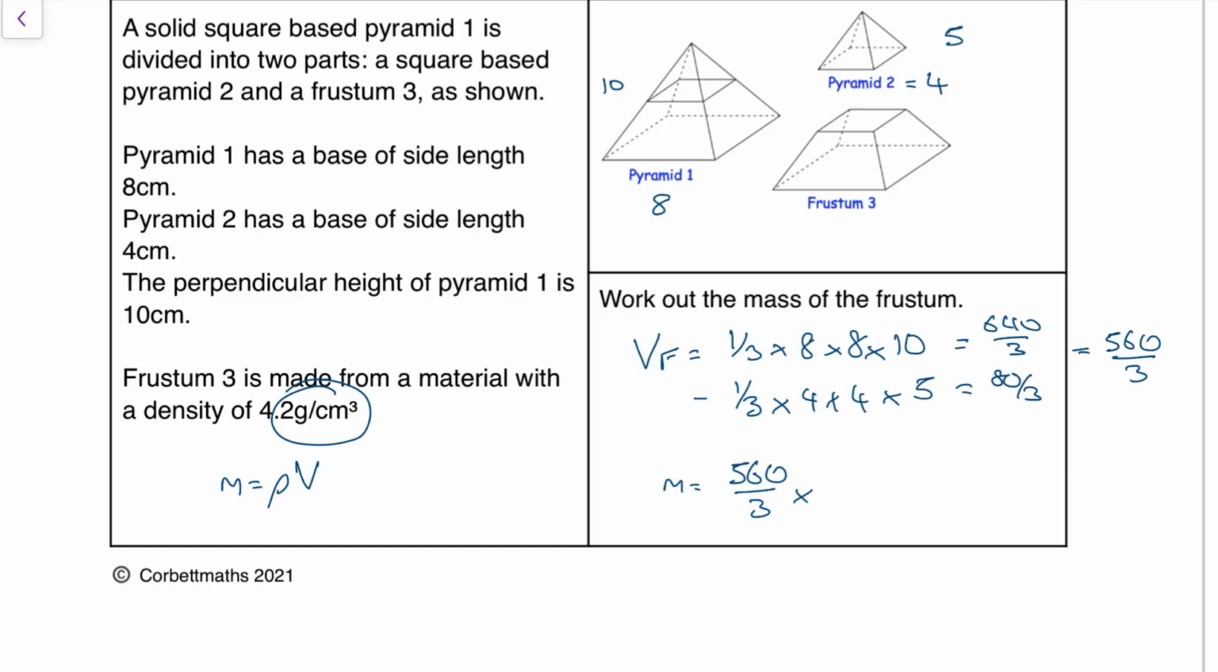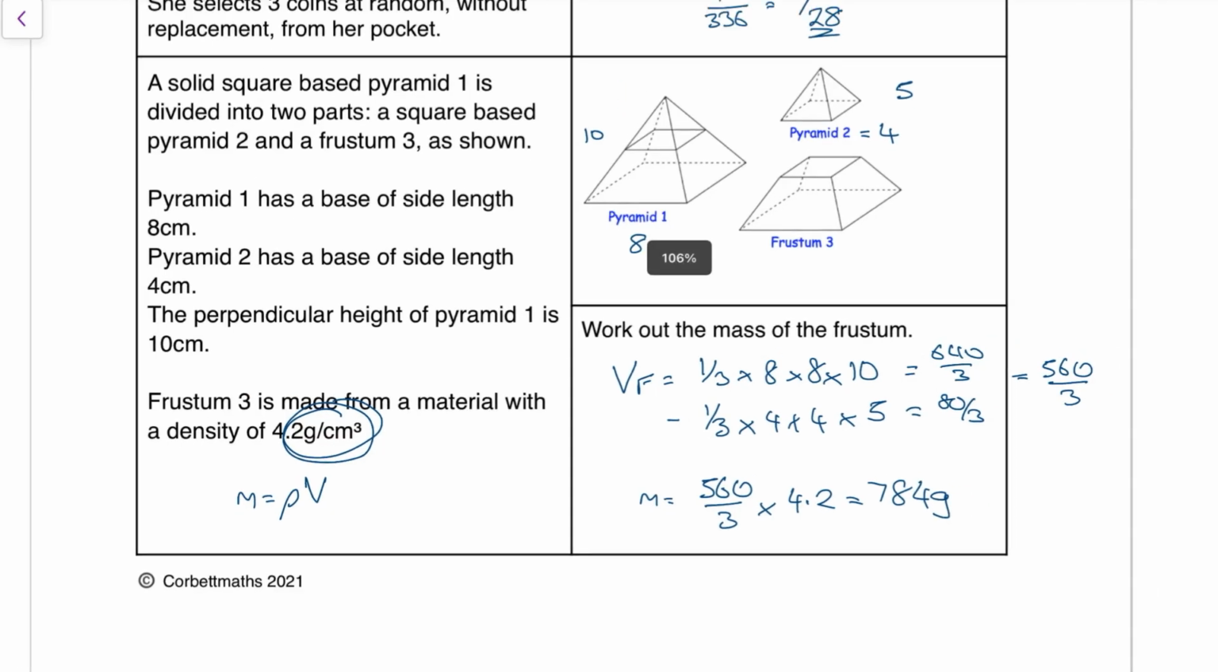Then I can work out the mass by doing 560 over 3 times the density. Now, quick check. Grams per centimetres cubed. My measurements are in centimetres, so that's good. Otherwise, I've got to scale that as well. So times that by 4.2, and that's going to give me 784 grams. And that is today done.